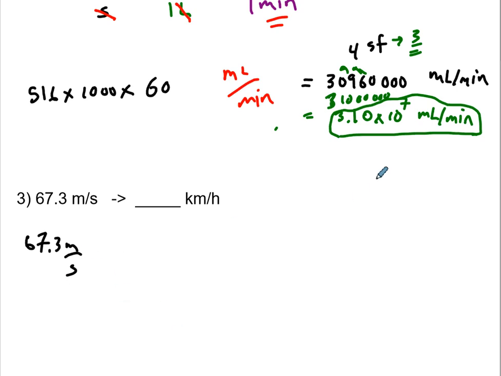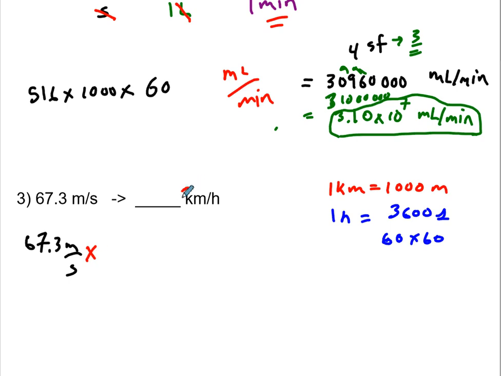And we're going to enter in some conversion factors. So we've already done these, meters and kilometers. In 1 kilometer, you have 1,000 meters. And in 1 hour, you have 3,600 seconds. Why was it 3,600 seconds again? Hopefully you all remember. It's 60 minutes in an hour times 60 seconds in a minute. So we throw our conversions in there.